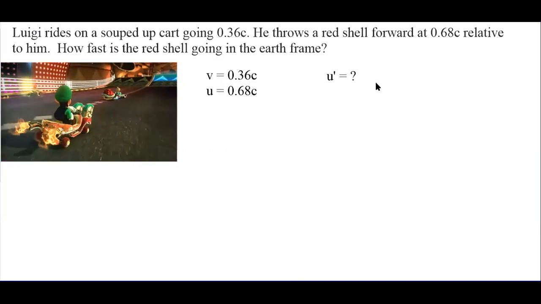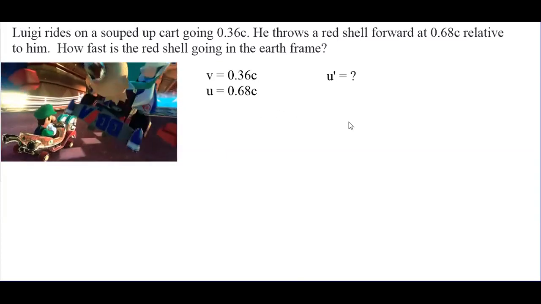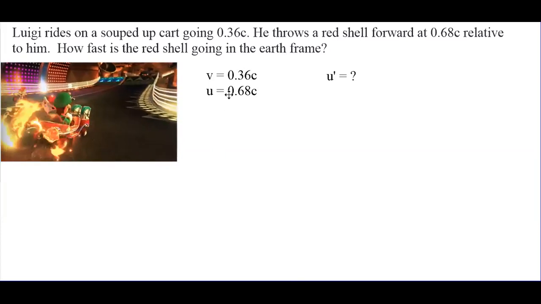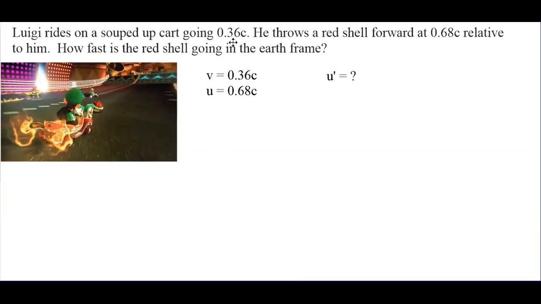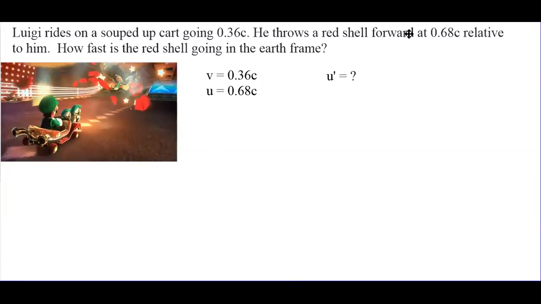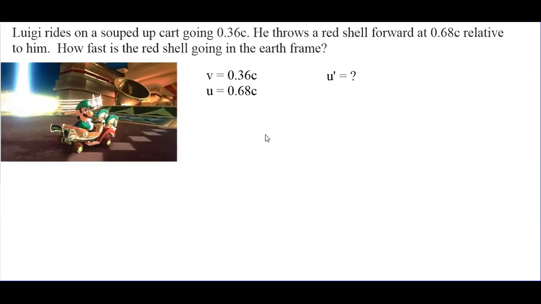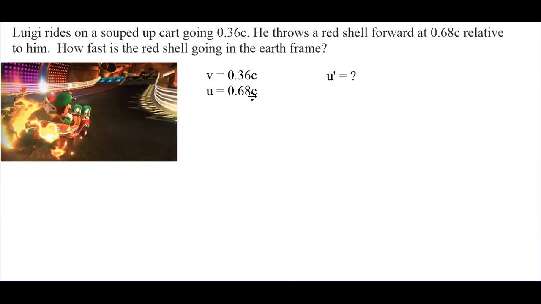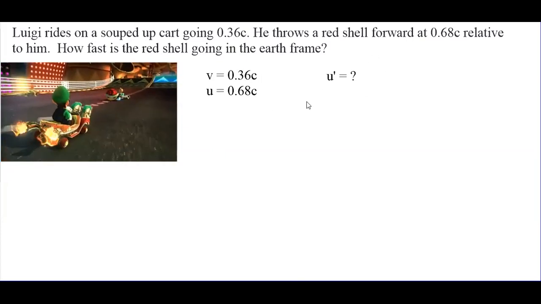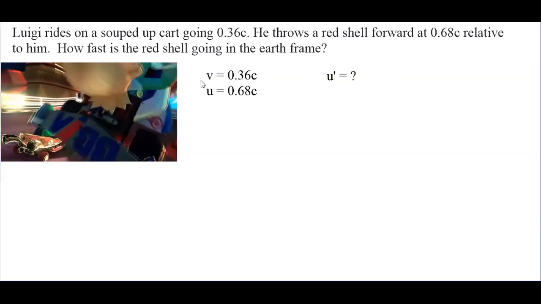So this is probably the hardest part. Well, the math isn't exactly easy, but the hardest part is getting this part right: figuring out which one's V, which one's U, and which one's U prime. So Luigi's cart is traveling at 36% of the speed of light. I'm going to make that V. He throws a red shell forward relative to him, so because it's relative to Luigi, I will automatically make that U. If we're looking for how fast the shell's going with respect to the Earth frame, we are looking for U prime.